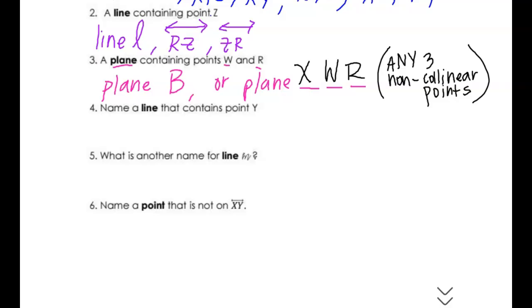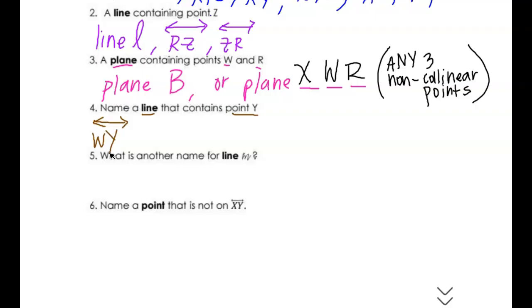Number 4. Back table. Name number 4, a line that contains point Y. W and Y. Good. So line WY is ultimate. Who else put WY? Good.